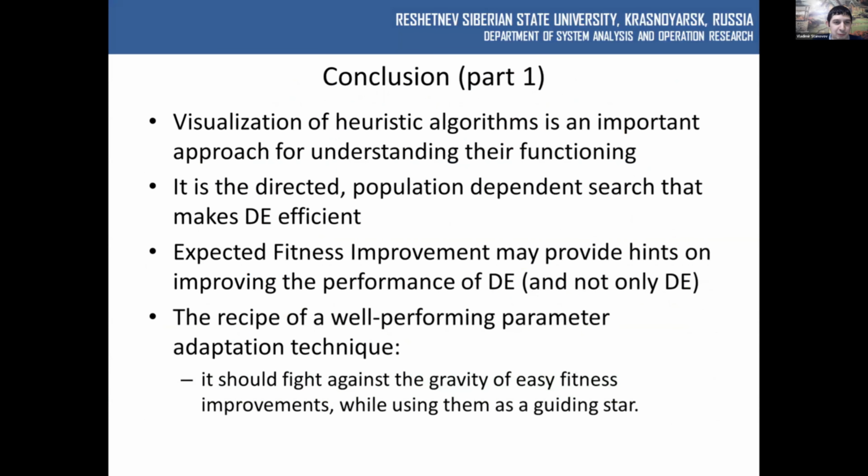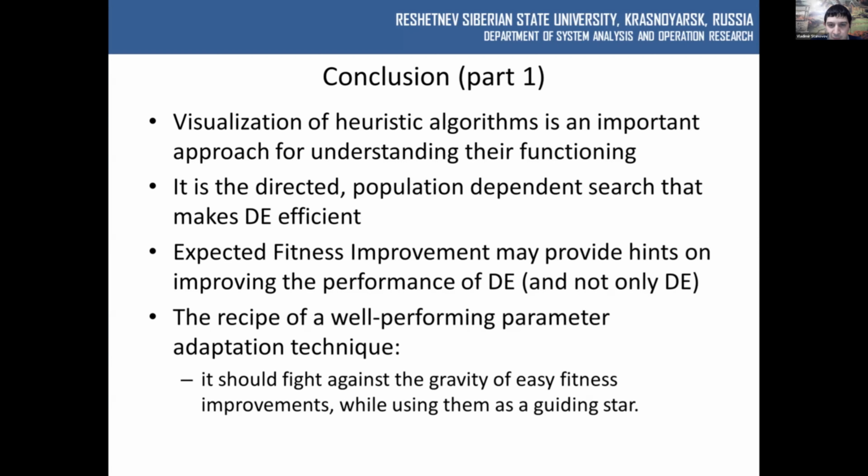So in conclusion, what I would like to say, first of all, is try to visualize the heuristics that you are trying to develop, because it will give you intuition and understanding of how it works, how your genetic algorithms or particle swarm optimization or differential evolution, genetic programming work. Just try to make some pictures. The more pictures of different types you make, the better it is. So the key concept of differential evolution is that it is a directed population-dependent search. And for example, you can see this with expected fitness improvement.